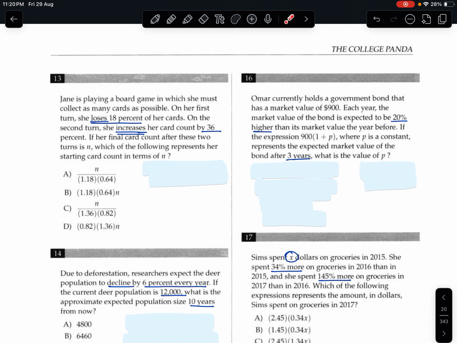Naturally, if she is losing 18% on her first turn, we will do 1 minus 0.18 because when you remove the percentage sign, we divide by 100. So we will do 1 minus 0.18, and then on her second turn, she is increasing by 36%, so we will do 1 plus 0.36. So we get 0.82 times 1.36, which happens to be option D.